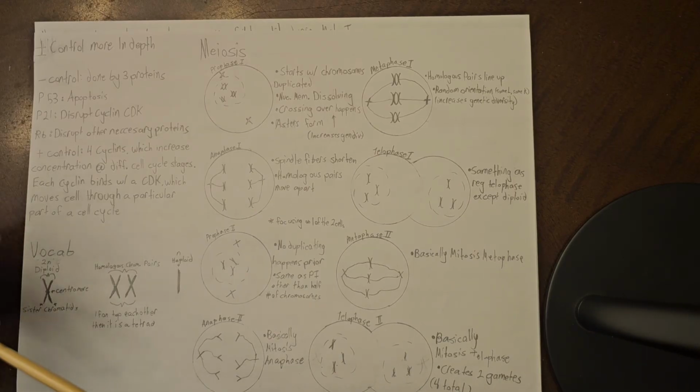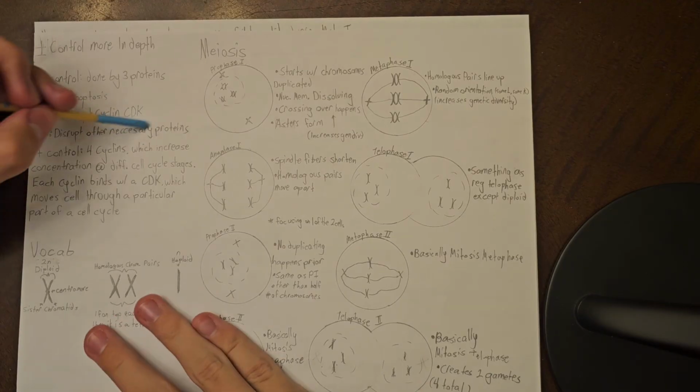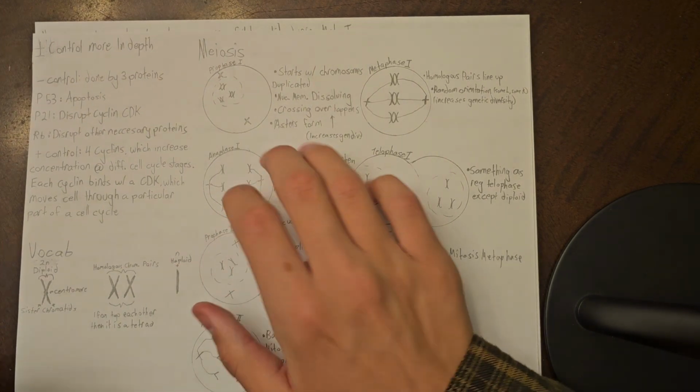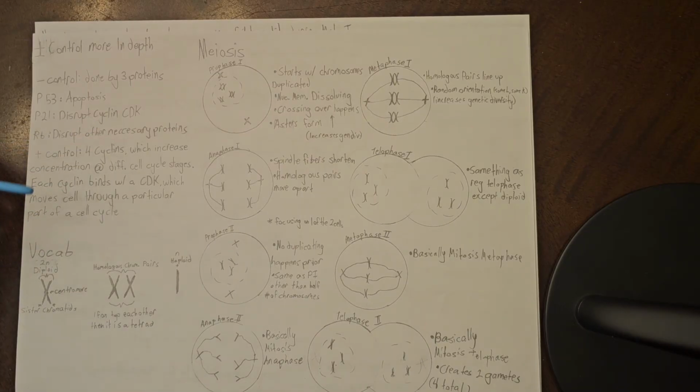Positive control is done through 4 cyclins, which increase concentration at different cell cycle stages. Each cyclin binds with a CDK, right? The same CDKs from P21, which move the cell through a particular part of the cell cycle. Each stage it checks, hey, is this working correctly? If so, it presses on the gas with one of these 4 cyclins.